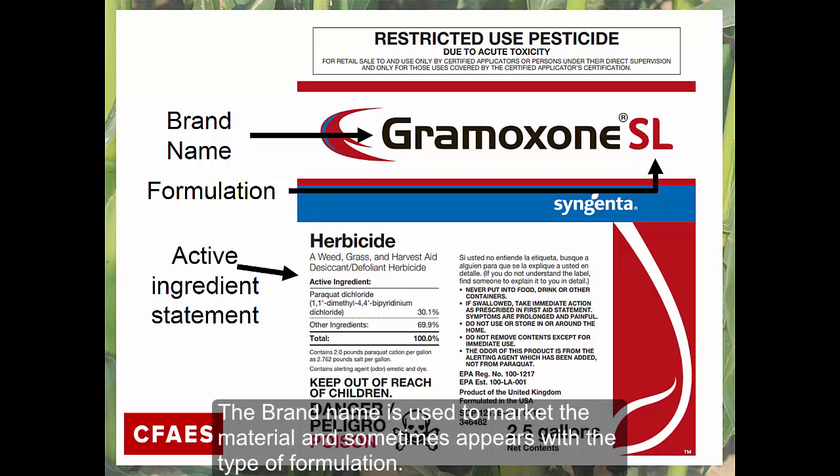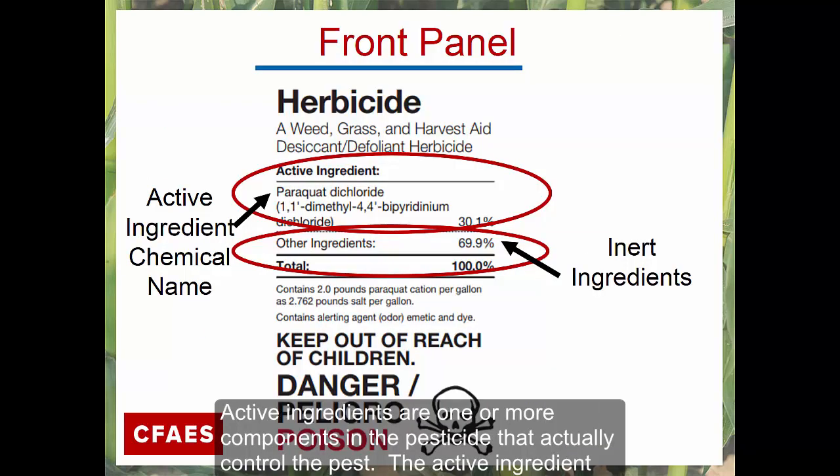Now, the active ingredient statement is very important. We'll look a little bit more closely at this in the next slide. The active ingredient, rather, is the toxicant in the formulation that actually controls the pest. That's your objective. The active ingredient will always be identified by a common chemical name, in this example, paraquat dichloride. There's also usually a much longer descriptive chemical name that makes sense to the chemists.